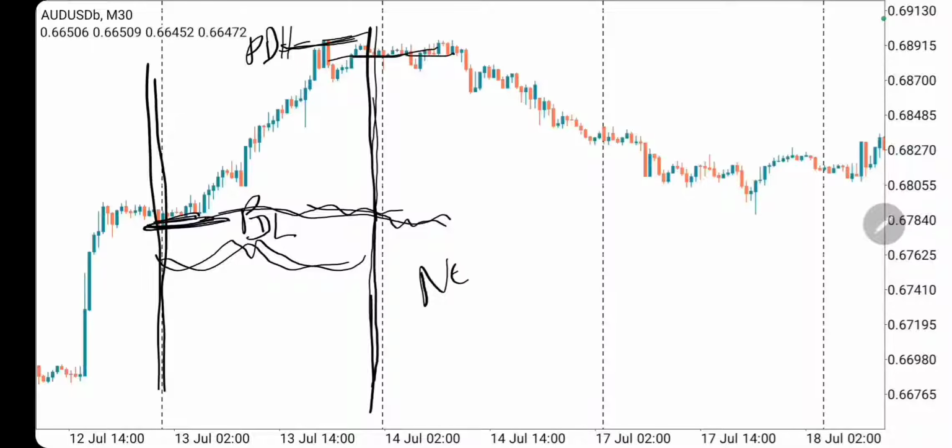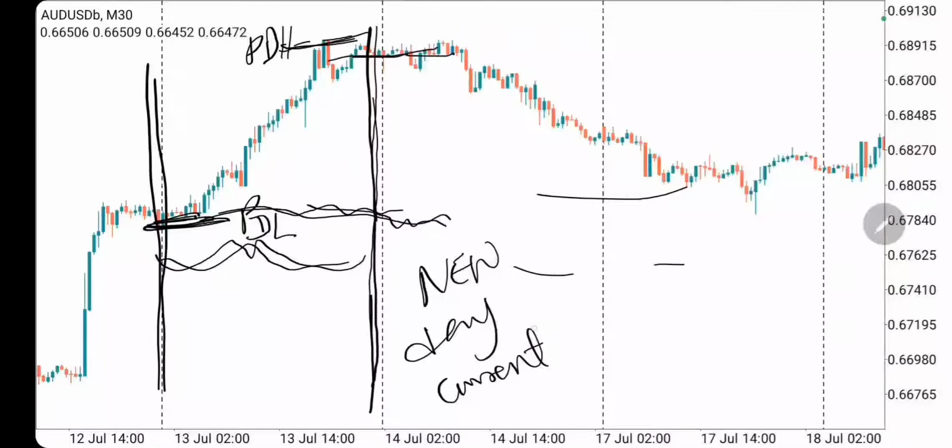Let's assume that this is my new day. We don't have all of this. So this is my new day, all right, or current day. So when you are at this point, you need to identify where the market currently is. So in this chart, this is the previous day's high. The market traded into this high, from this point into this new day.